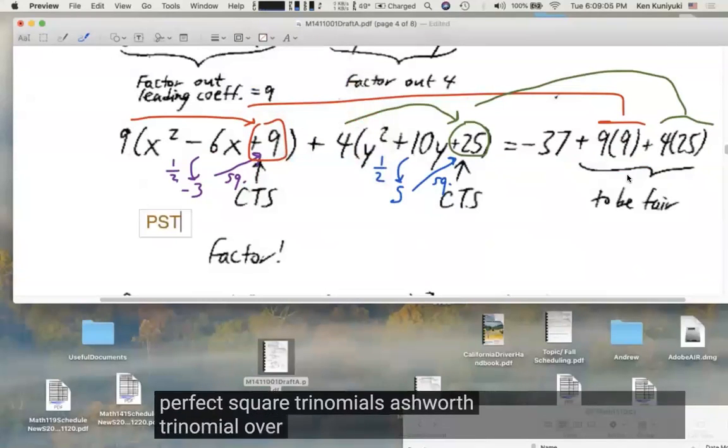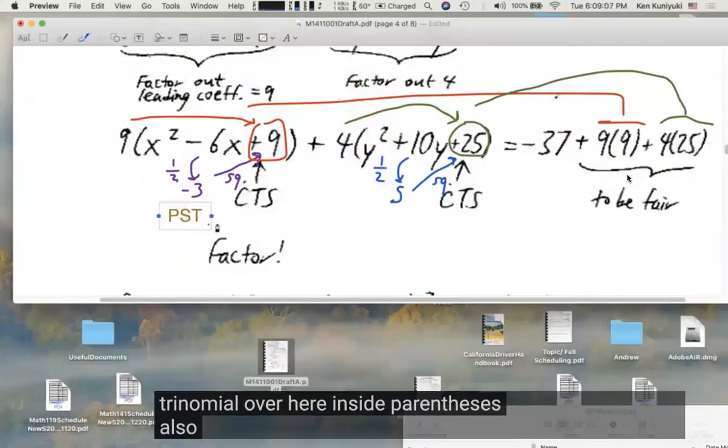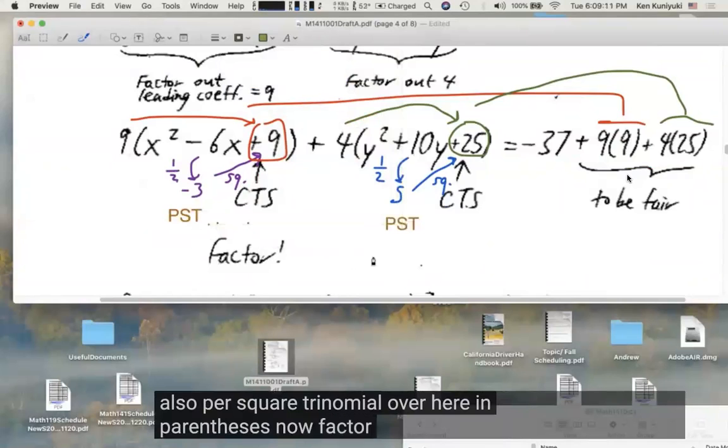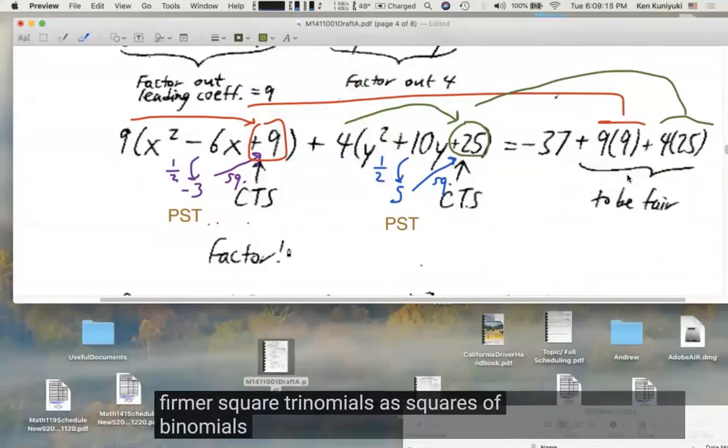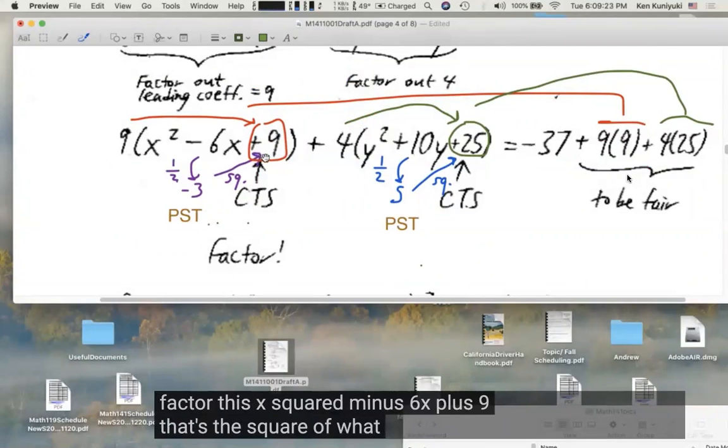Perfect square trinomial over here inside parentheses. Also, perfect square trinomial over here in parentheses. Now factor the PSTs, the perfect square trinomials, as squares of binomials. Over here, we have 9 times, factor this, x squared minus 6x plus 9. That's a square of what?